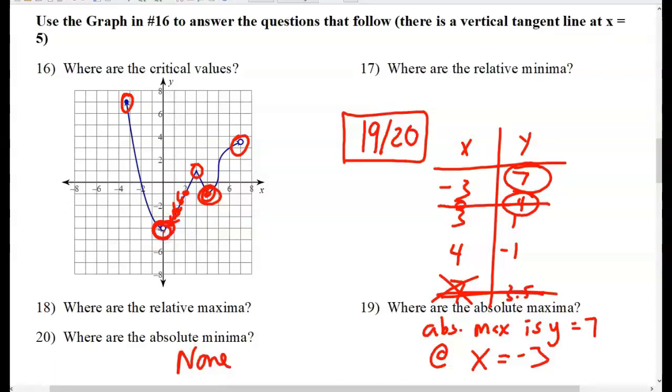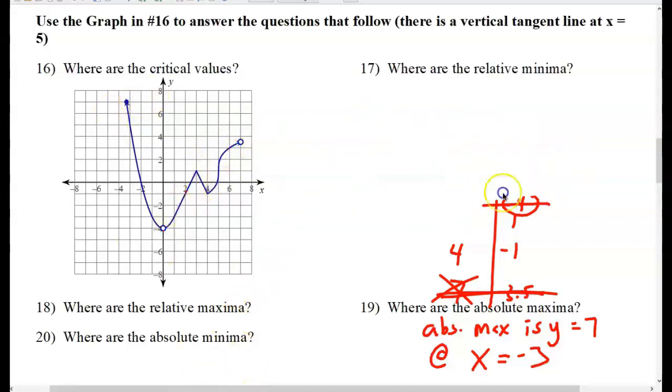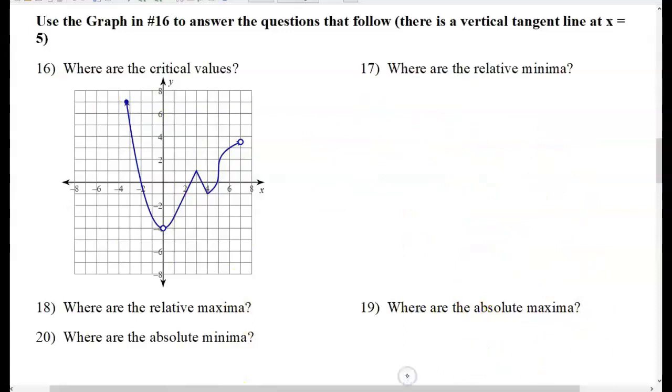The same thing can happen with an absolute maximum. If this had been an open dot up here, well, then that would have ruined it. There would have been no absolute max. Now, actually, I don't know if this is a typo or what. I'm kind of curious what my answer key says, but I think I intended there to be a closed dot here, because I do see a dot there. I see an arrow too.